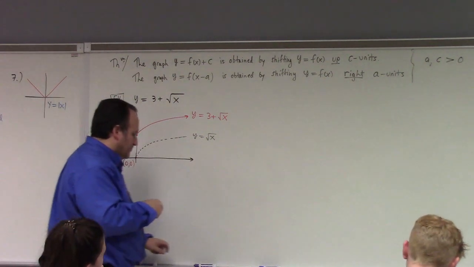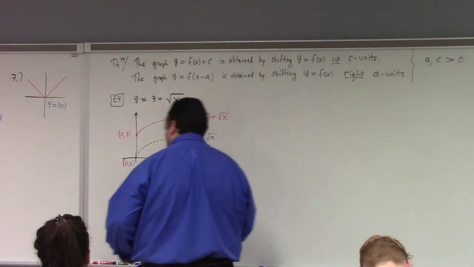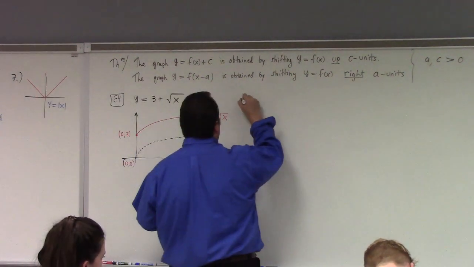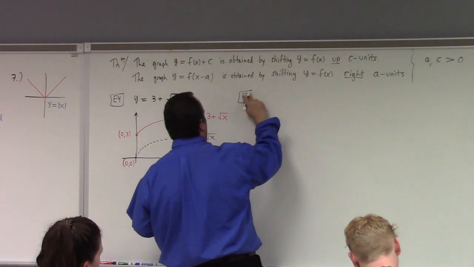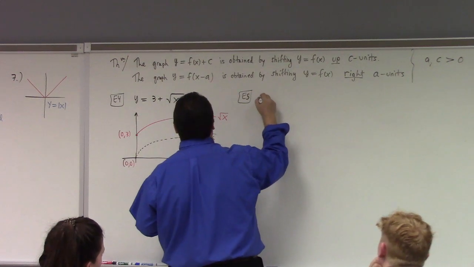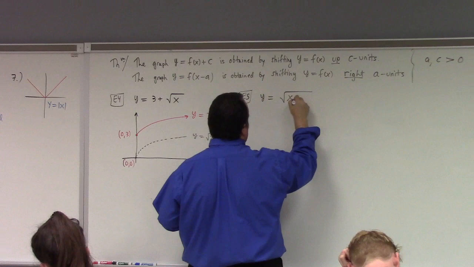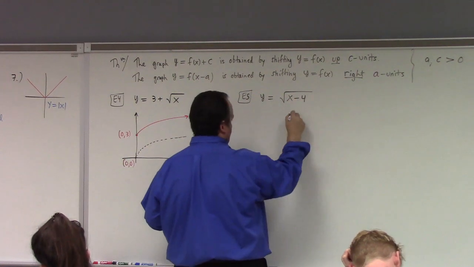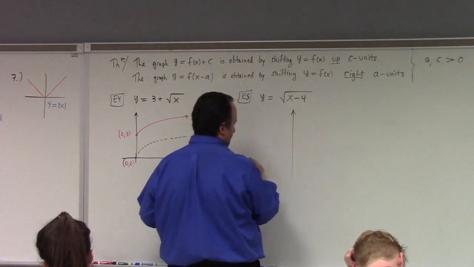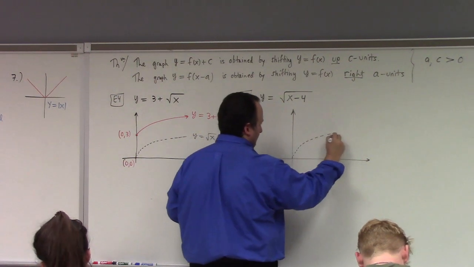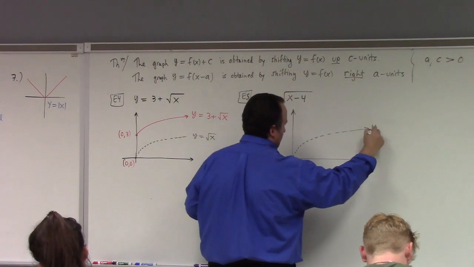Let's do another one. Example 5. What if we were looking at y is equal to the square root of x minus 4? So here's my standard square root, like that.